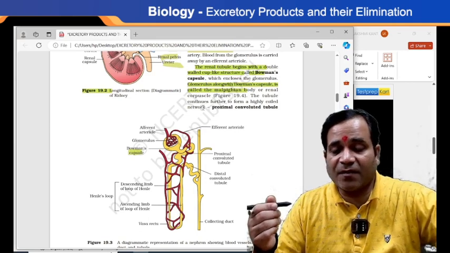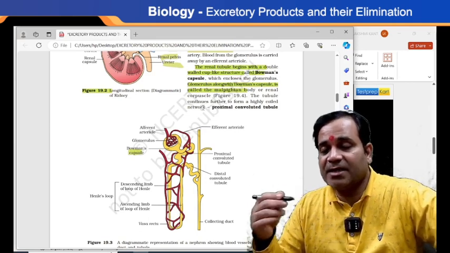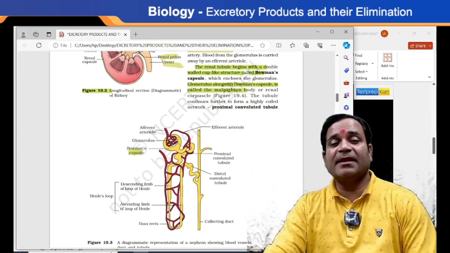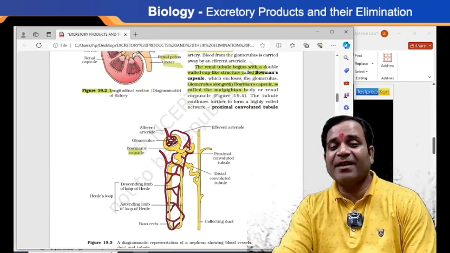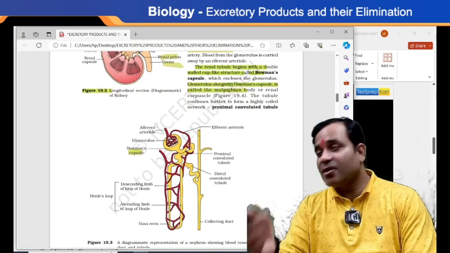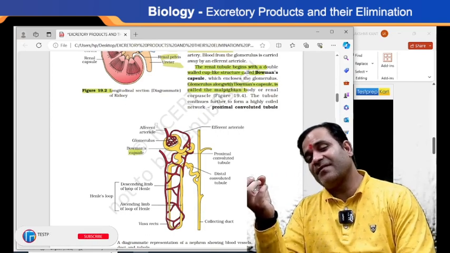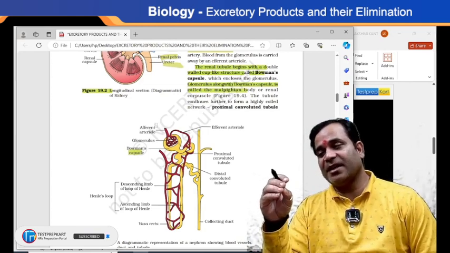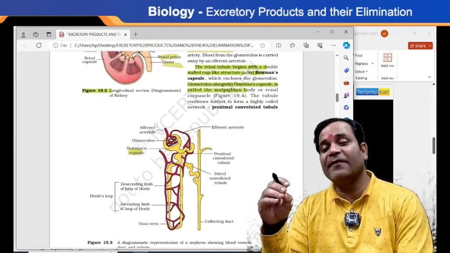So here see, whenever we make the diagrammatic representation of the nephron, it is important to understand where all these parts are located. See here, the afferent arteriole is thicker. The efferent arteriole is what? Thinner. The afferent arteriole carries the blood from different parts of the body, so that whatever waste material is contained in the blood will be filtered, and the blood leaves through the efferent arteriole.